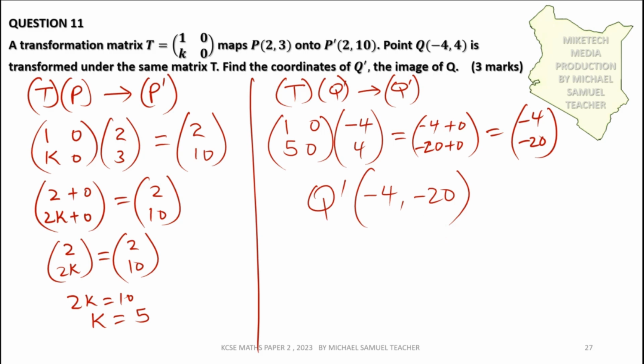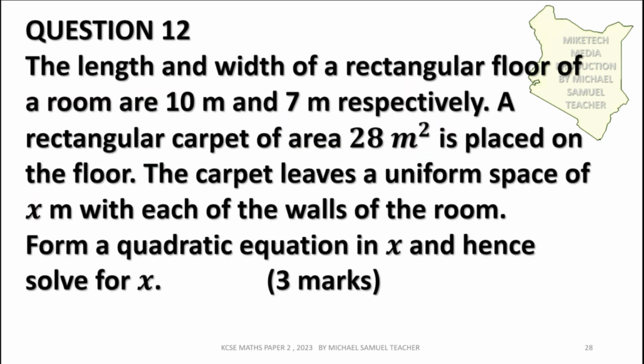Move to question number 12. The length and width of a rectangular floor of a room are 10 meters and 7 meters respectively. A rectangular carpet of area 28 meters squared is placed on the floor. The carpet leaves a uniform space of x meters with each of the walls of the room. Form a quadratic equation in x and hence solve for x.